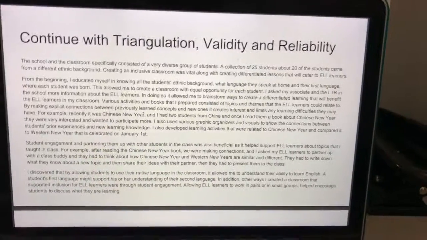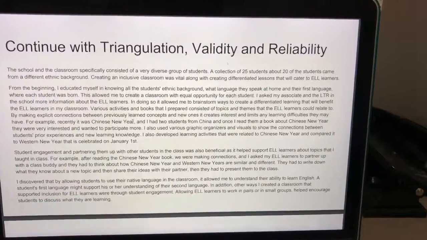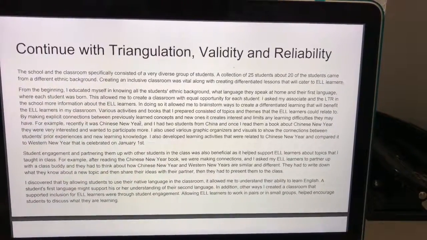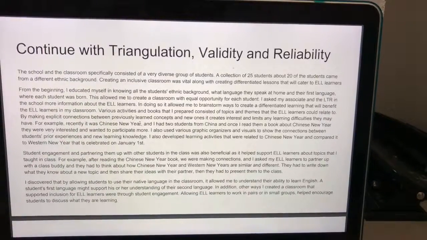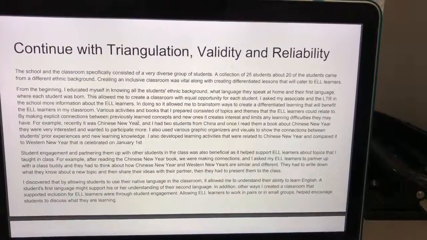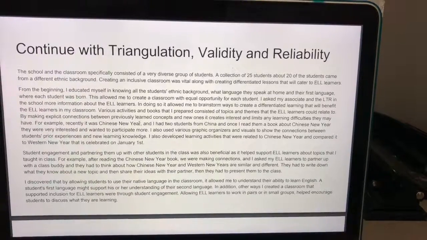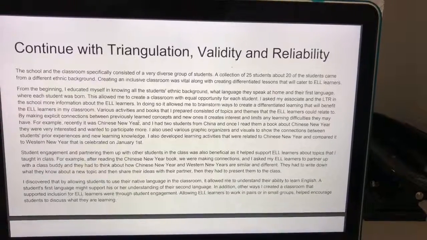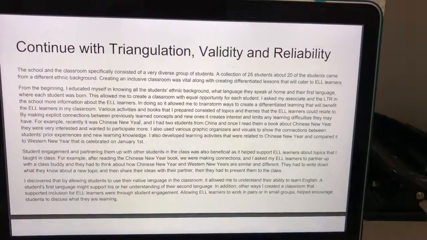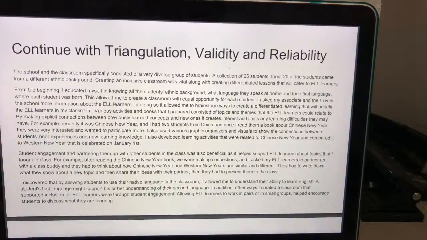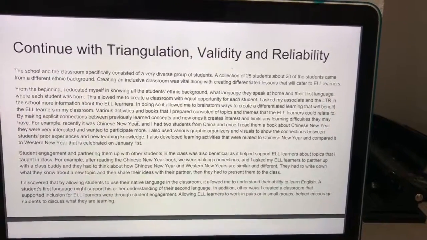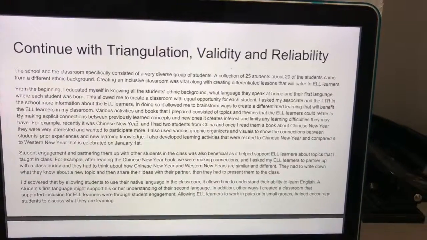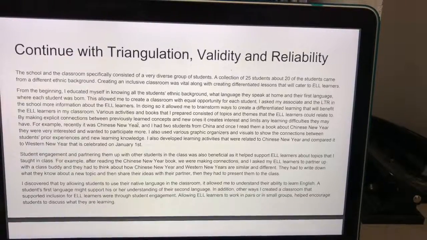And in continuation with triangulation, validity, and reliability. From the beginning, I educated myself in knowing all the students' ethnic backgrounds, what language they speak at home, and their first language. This allowed me to create a classroom with equal opportunity for each student. Also, I worked with my associate, LTRs in the school, and other ELL instructors. In doing so, it allowed me to brainstorm ways to create differentiated learning that will benefit the learners in the classroom.